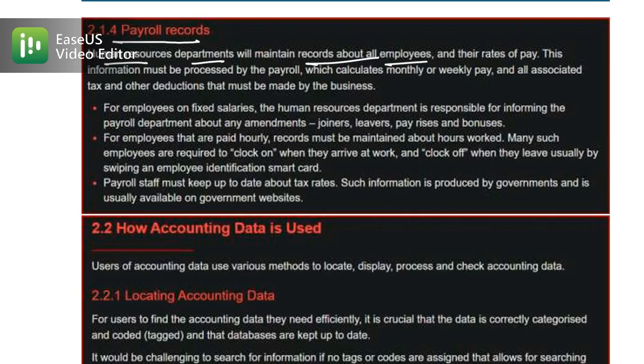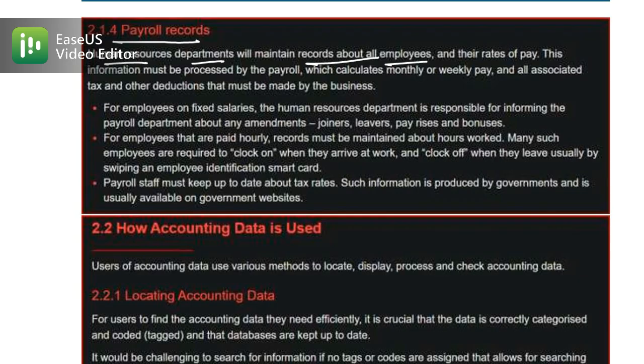They feed this information to the payroll department. We can calculate how much each employee should be paid, and the cycle may be weekly, or monthly, or whatever it is. And then we have salaried, or fixed salary, employees. For employees on a fixed salary, the process is pretty straightforward.